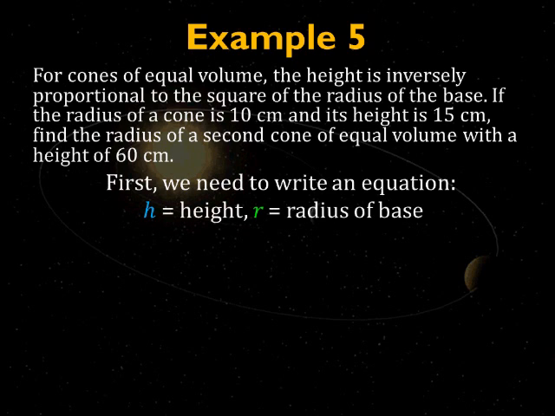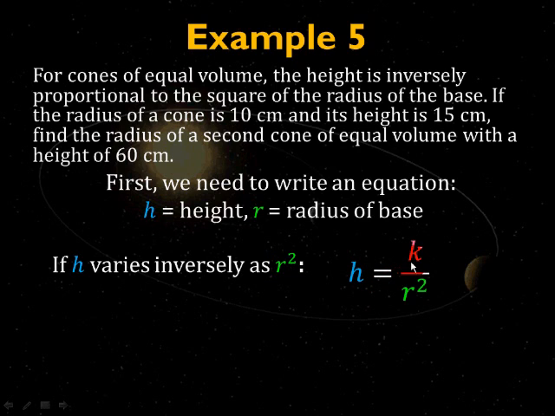So let's call h height, and let's call r the radius of the base. So the height is inversely proportional to the square of the radius of the base. So if h varies inversely as r squared, then we have to write the following formula. H equals k over r squared. So again, read the question, identify your variables, and then draw the relationship.